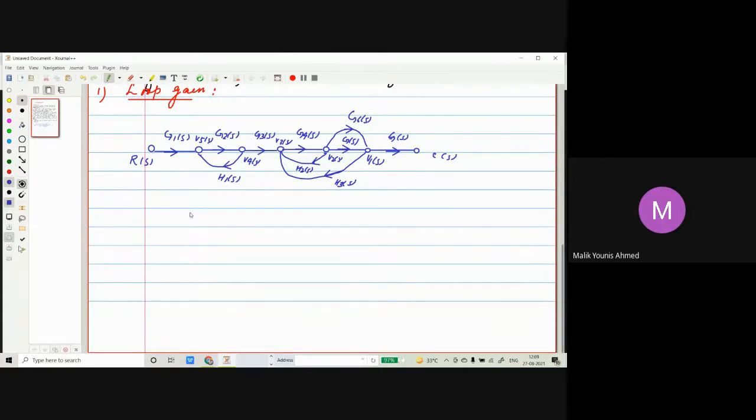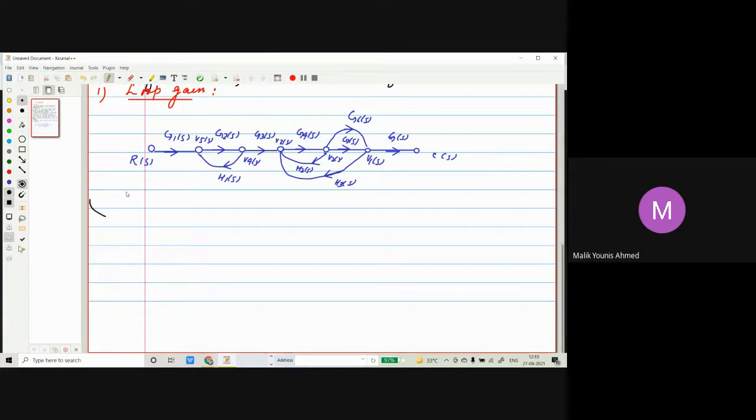Now what is a loop gain? Loop gain, we'll move again to the black. Loop gain is the product of branch gains. See, these are the gains: G1, G2, H1 is also a gain. Which is the feedback gain and which is the forward gain is something different, but they are gains. So the product of branch gains is obtained by traversing, that is, moving along a path that starts at a node and ends at the same node.